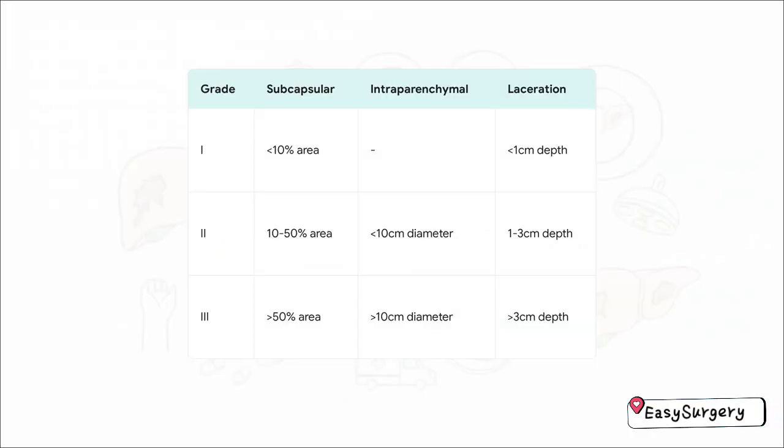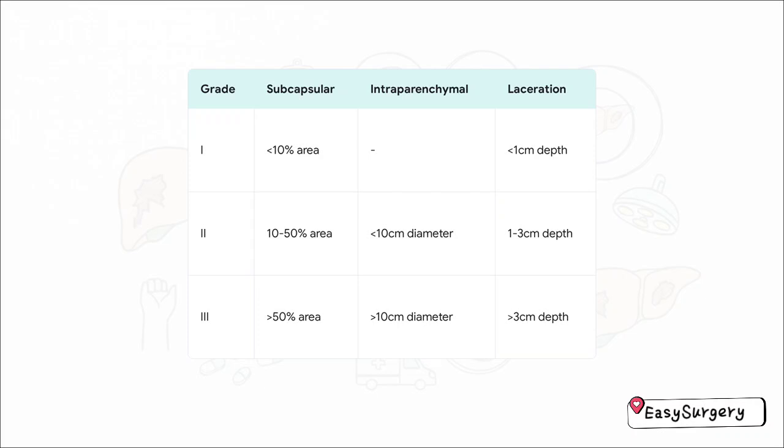Okay, so the AAST liver injury scale grades trauma from Roman numeral I to V. Now, thinking about the typically non-operative green and yellow grades, that's 1, 2, and 3, you really want to pay close attention to the mathematical progression. It's all about those cutoffs, right? For a grade 1 subcapsular hematoma, it covers less than 10% of the surface area, and any lacerations are less than 1 centimeter deep. But watch how those numbers jump for grade 2.